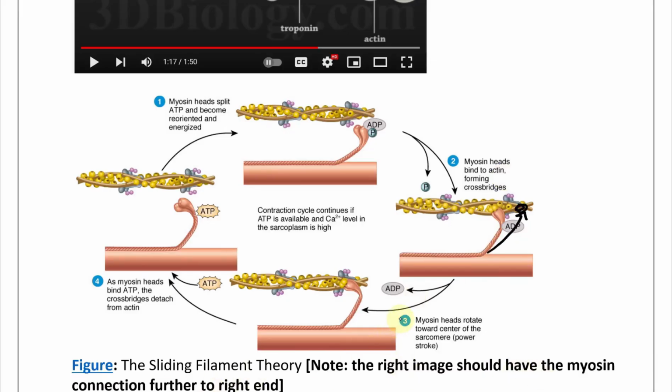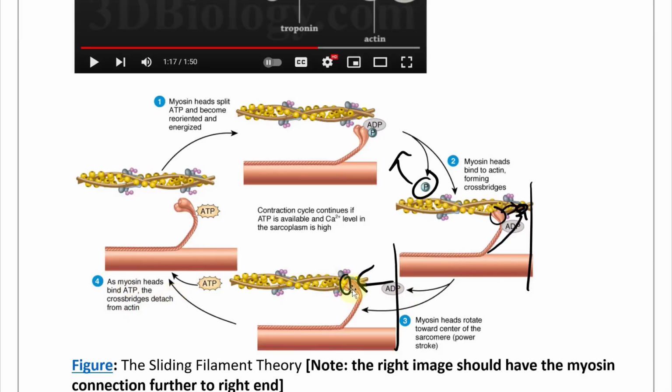So it should be connected here, and then myosin heads rotate towards center, and there's a phosphate release as well. So the phosphate gets released, and then it rotates to the center. In other words, it's moving over to the left. So notice how this position's right there. This is going to be dragging it over, and that's why this spot is over here. So myosin heads rotate towards the center of the sarcomere. In other words, power stroke. So it's a power stroke over there. But this connection should be right here.